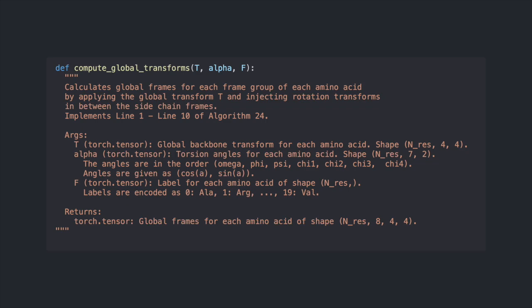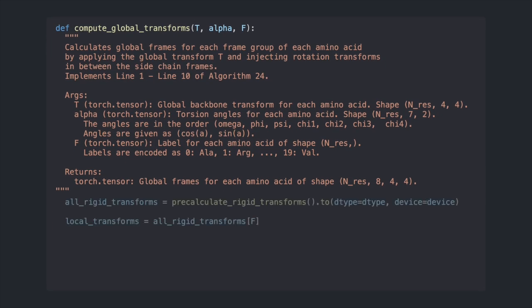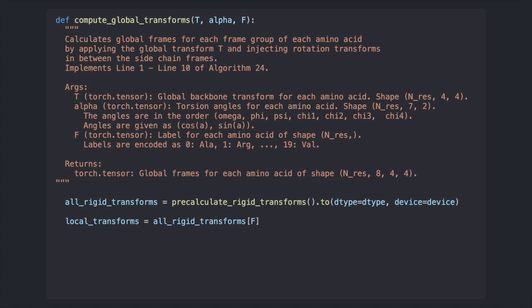The torsion angles, named alpha, have shape number of residues, 7, 2. For each residue and for each of its up to 7 torsion angles, it consists of 2 values, specifying the angle's cosine and sine. And last, we have the label vector f of shape number of residues, which contains labels from 0 to 19 to state the type of amino acid at each residue position. This is used to know which static frames we need to use for each residue. In the end, the method returns the 8 global frames of shape number of residues, 8, 4, 4 for each residue.